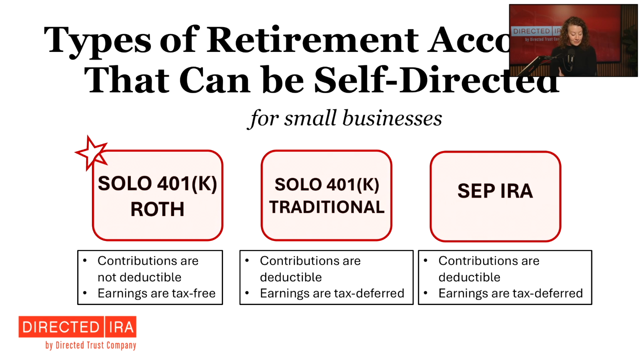All right, so the SEP IRA, so just like the solo 401k traditional, when you make contributions, those are potentially deductible and the earnings are gonna grow tax deferred. So out of the three that you see here, the only one with a star indicating tax-free growth is that solo 401k Roth. Your solo 401k traditional and your SEP IRA are gonna grow tax deferred.